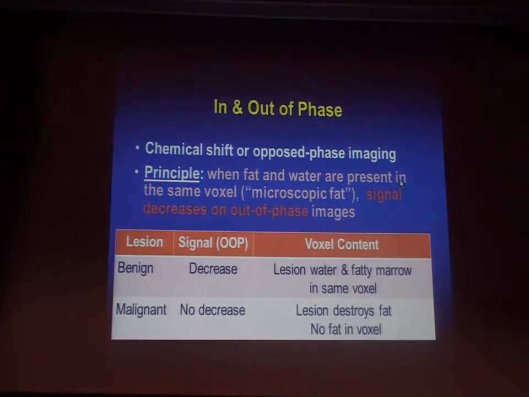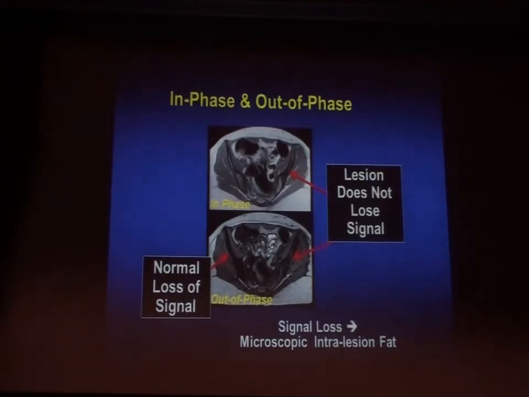We can also use in and out of phase imaging, also known as chemical shift imaging, because we know that when fat and water are present in the same voxel, so-called microscopic fat, signal will decrease on the out-of-phase images. So in a benign process, in red marrow, we will have both water and fat in the same voxel, and signal will decrease on the out-of-phase image. When we have a malignant process, it's excluding the fat, and there's no fat in the voxel, and therefore it shouldn't lose signal on the out-of-phase image.